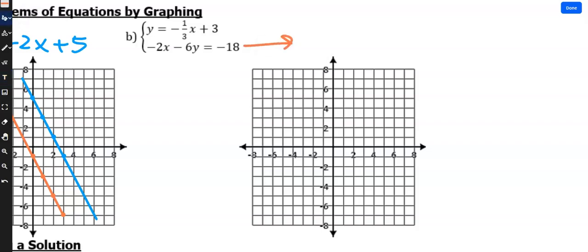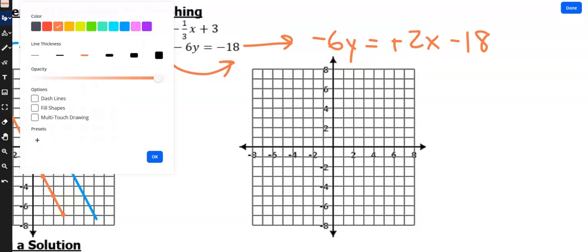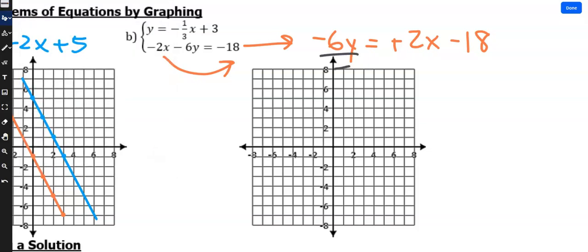Okay, so second equation, we're going to solve that for y, so that the 2x moves to the other side, so that would be negative 6y equals positive 2x minus 18. And then we're going to divide by negative 6, divide by negative 6, divide by negative 6. And we get the second equation is y equals negative 1/3 x plus 3.